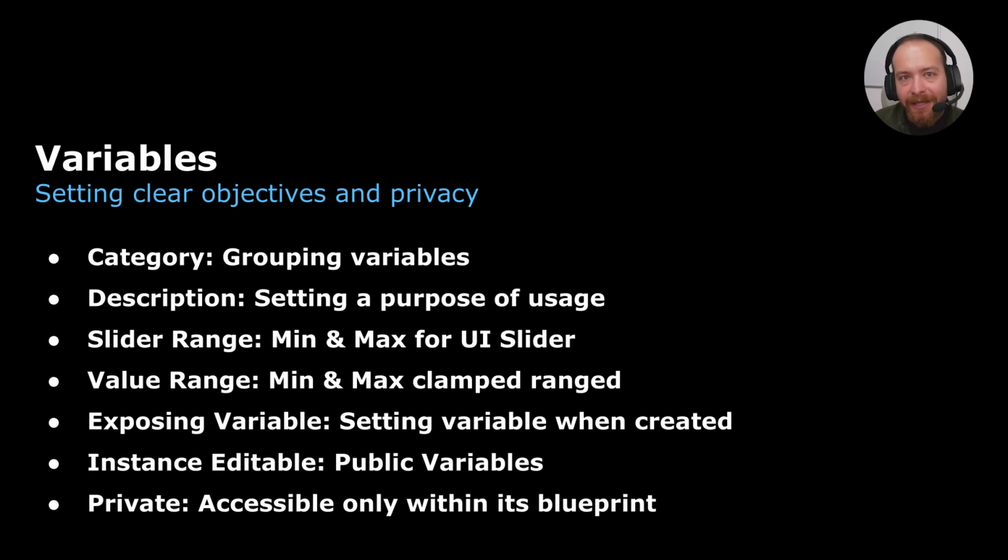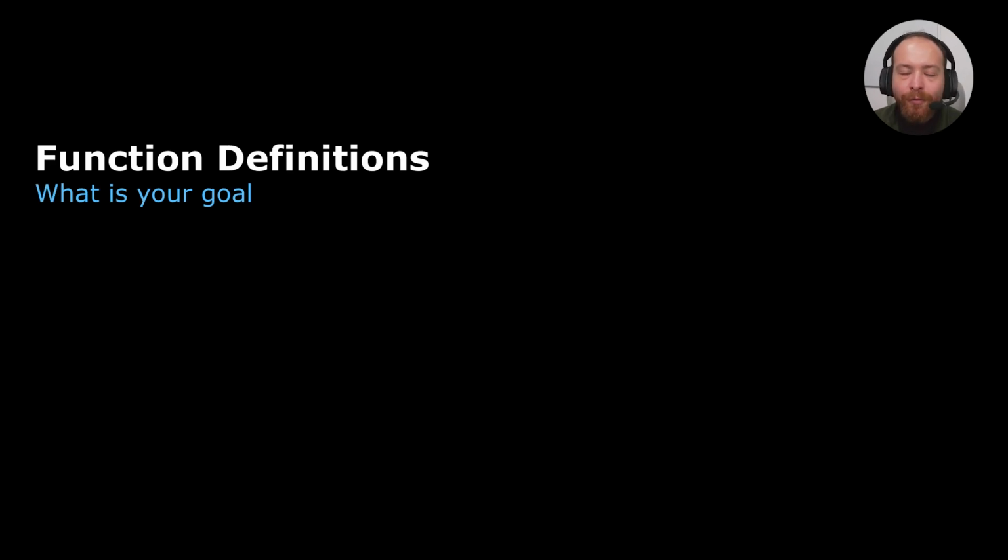We learned that we can give a variable description to clear its purpose of usage. We can also set variable ranges and value ranges for appropriate variables to constrain users to its intended usage range. Lastly, we learned that we can expose variables to show that these variables are intended to be filled when created. Now we continue with functions and how to increase their readability.